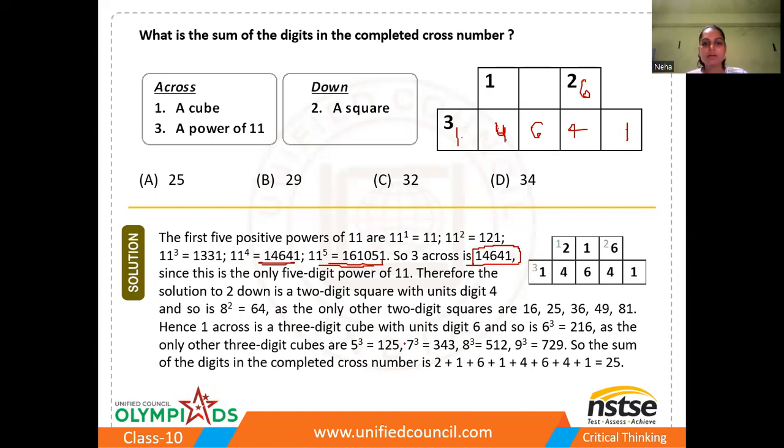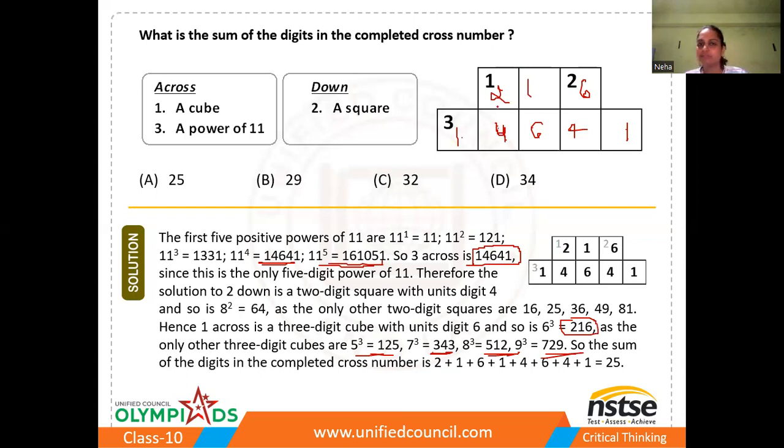So in the 5 cube it is 125, not applicable. This is 343, not applicable. This is 512, not applicable. This is 729, this is also not applicable. But yes, 6 cube is 216. So 216, yes, the unit digit is 6. So I can write it.